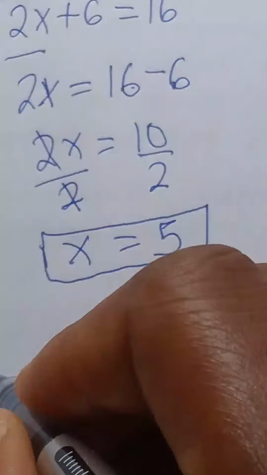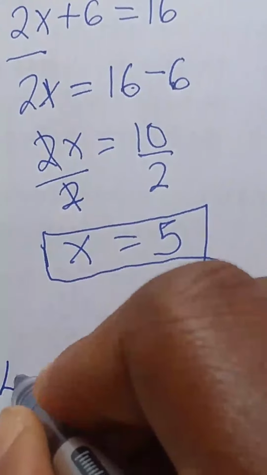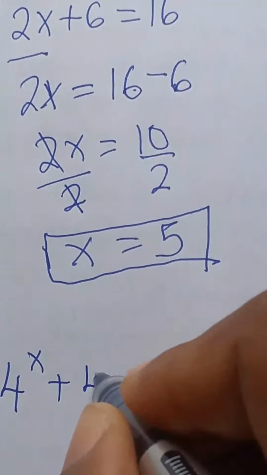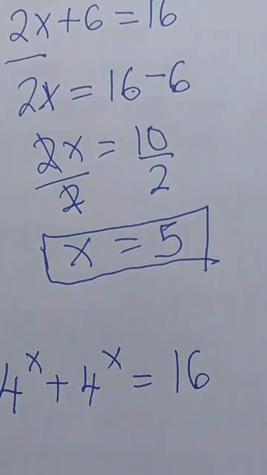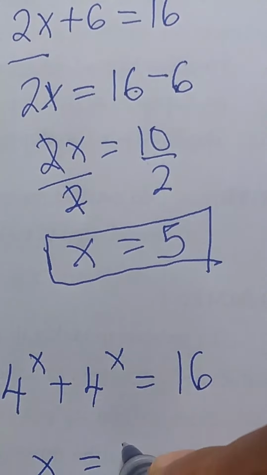Okay? So we have 4^x plus 4^x equal to 16. Okay? x is equal to what?